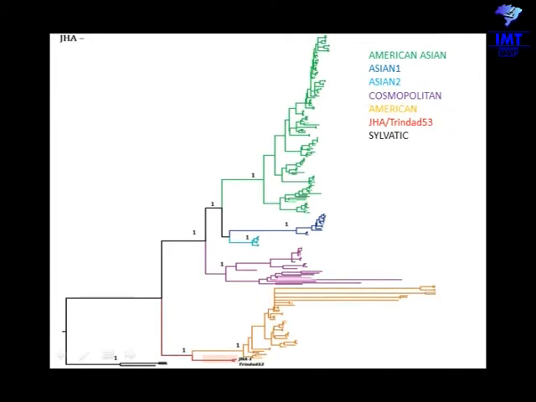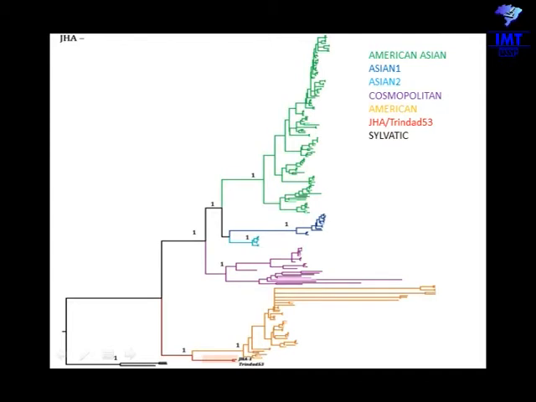Using maximum likelihood, the JH strain was determined to be American dengue 2, but was very different from other viruses of the same genotype. This is the American genotype, and JH was here. In the phylogenetic analysis, we used 208 reference sequences of all dengue 2 genotypes, and JH is close to 353.